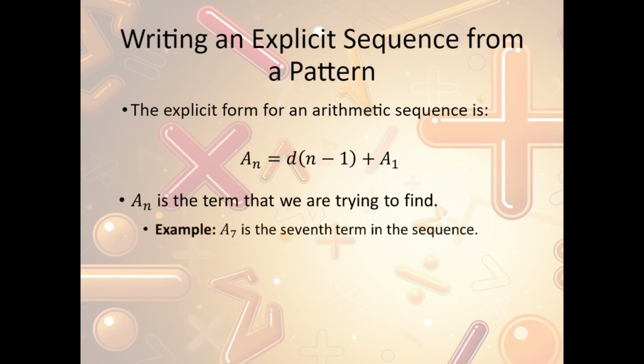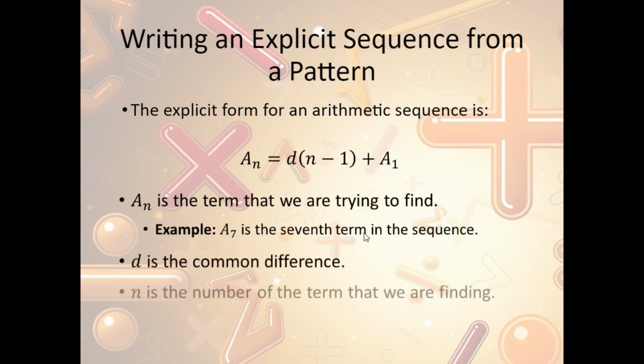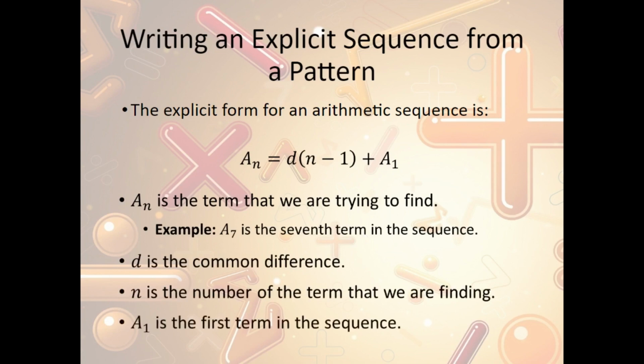For instance, a sub 7 is the 7th term in the sequence. d is the common difference. n is the number of the term that we're trying to find. And a sub 1 is the first term in the sequence.